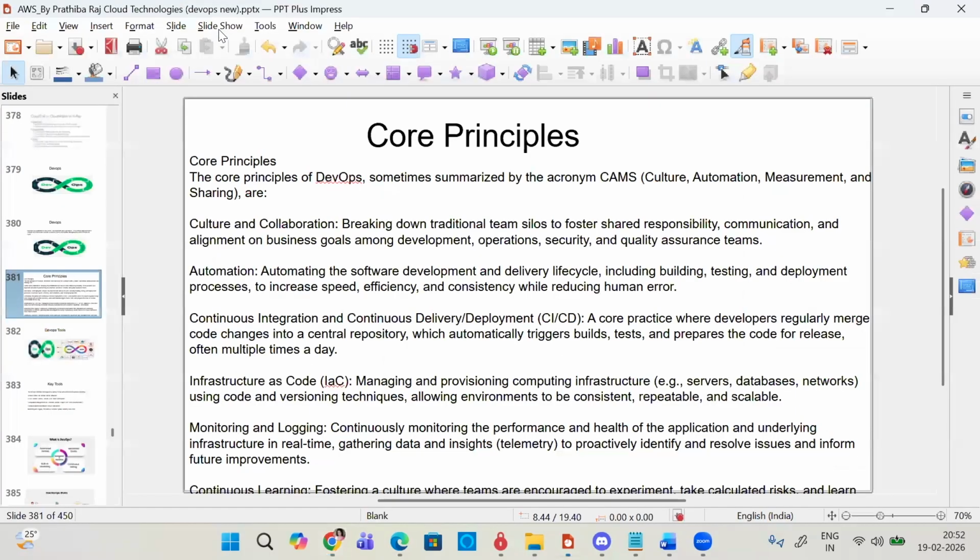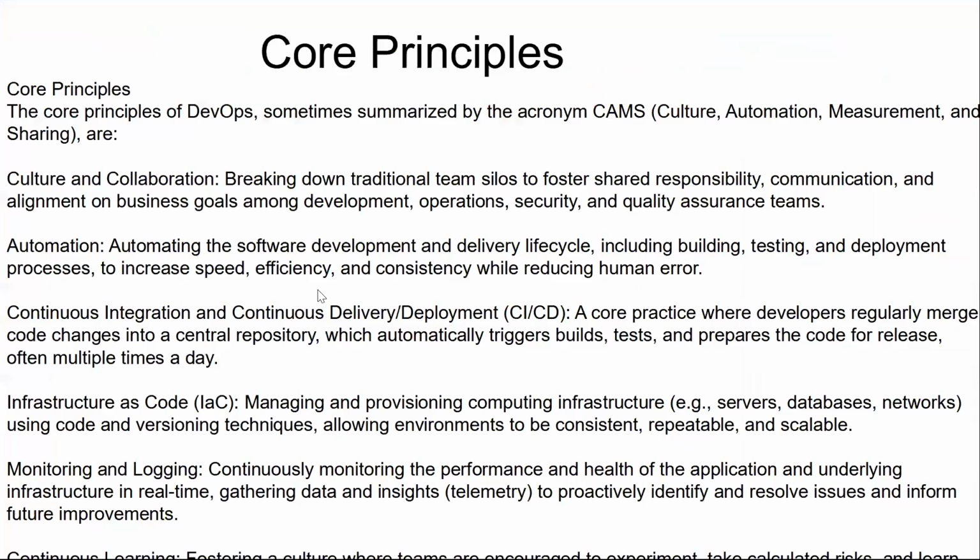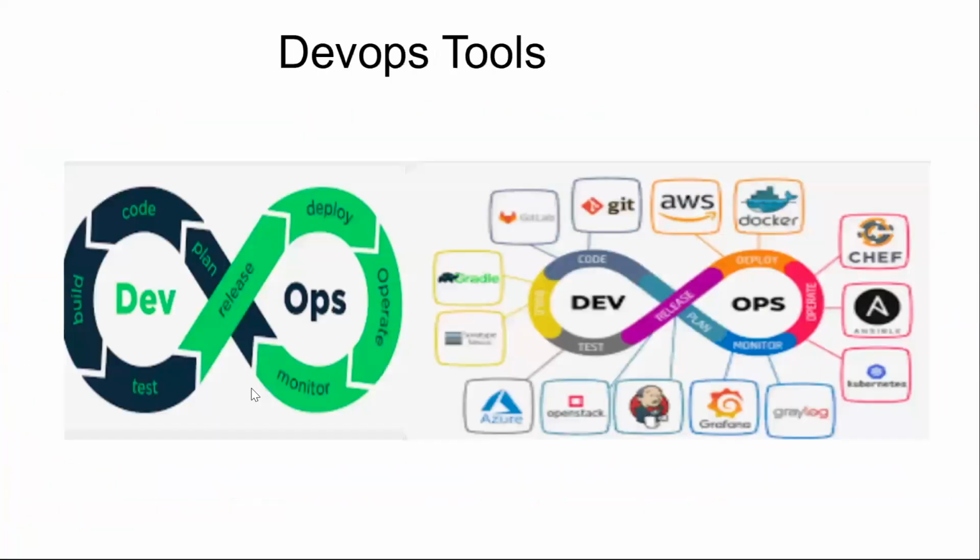Okay, so let me go for this. As I mentioned, the main core principles are culture and collaboration, and automation, where you're developing a task and automating the task. Then continuous integration and continuous delivery, which is important. To work on servers, we are also using infrastructure as code, to make it more consistent, to automate the task, and so that it is easier to do. The last process is continuously monitoring and checking whether everything is working correctly.